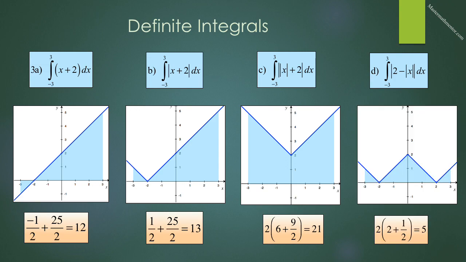D is the integral from negative 3 to 3 of the absolute value of 2 minus the absolute value of x dx. Plotting points, we get the sawtooth shape that you see on the screen. Again, this curve is symmetric about the y-axis, so we can just calculate the integral from 0 to 3 and double it. This is two right triangles, one with a base of 2 and height of 2, and one with a base of 1 and height of 1. So our area will be 2 times the quantity 2 plus a half, and the total area is 5.